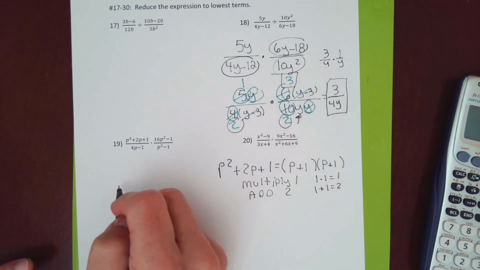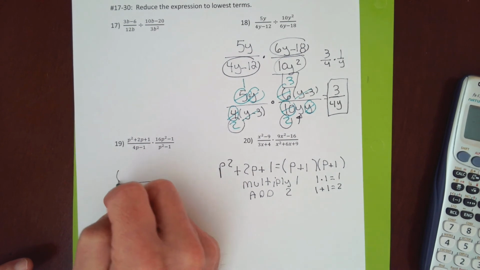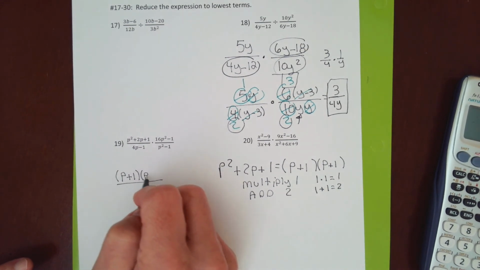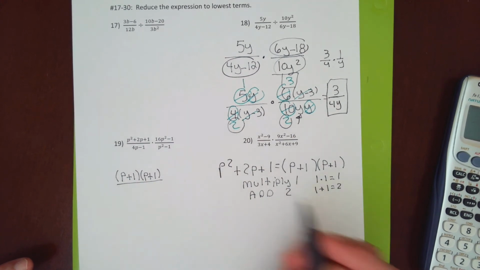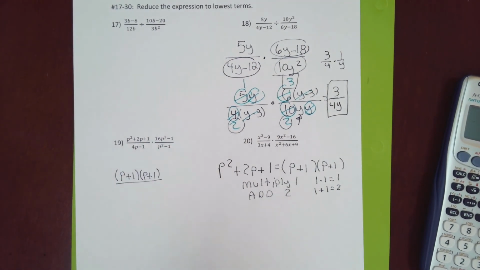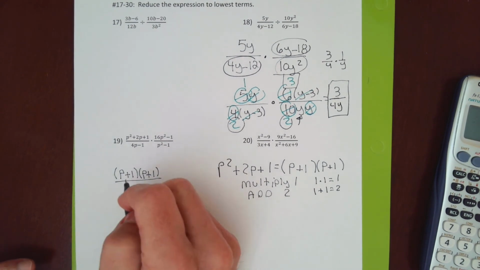I'm going to leave that factor just like that as p plus 1 times p plus 1 and not write it as p plus 1 squared because it makes the canceling easier. The denominator 4p minus 1, that doesn't factor. There's not a common factor. There's not an exponent. It just stays 4p minus 1.